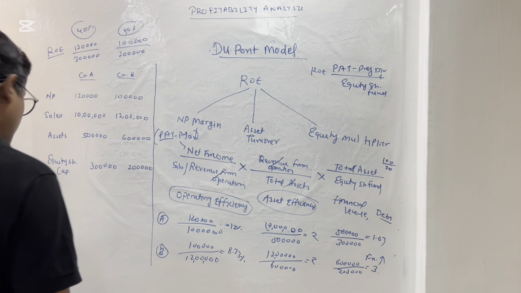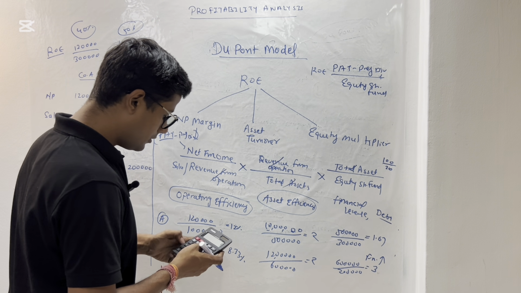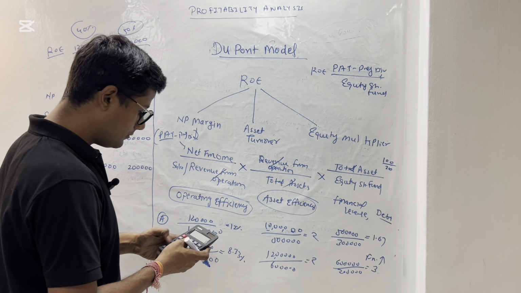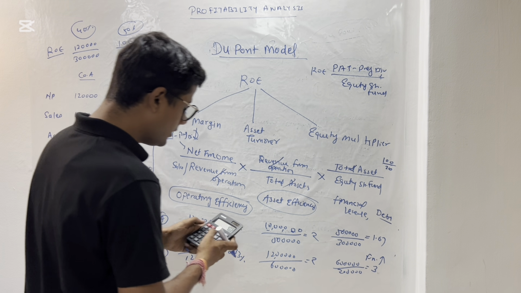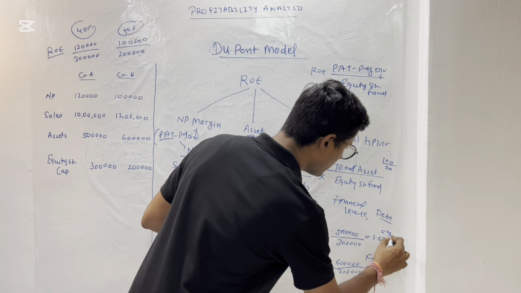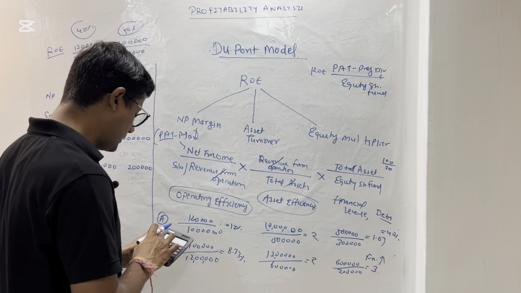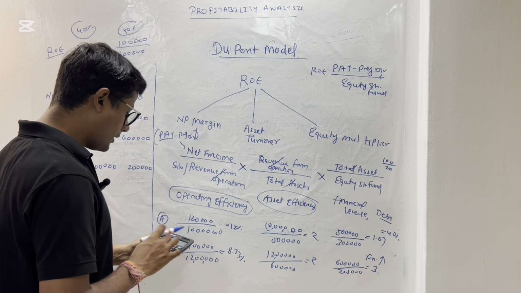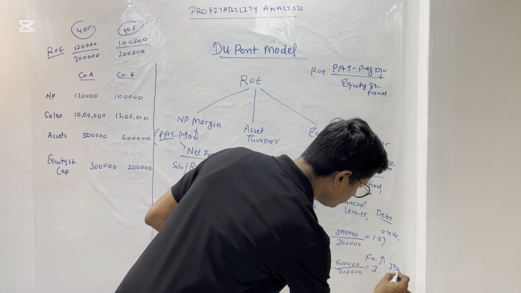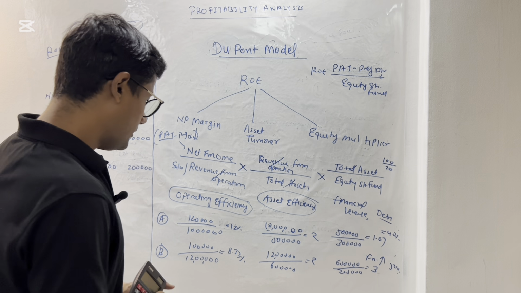Now, if you multiply 12 by 2 by 1.67, you will get the ROE, which is 40%. In this case also, when you multiply 8.33 by 2 by 3, you will get the ROE. So now what conclusion can you draw?